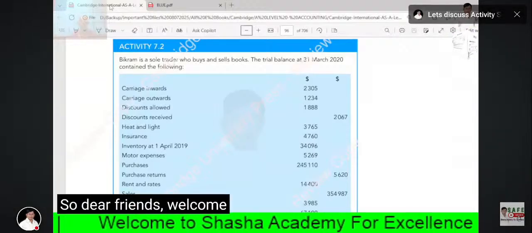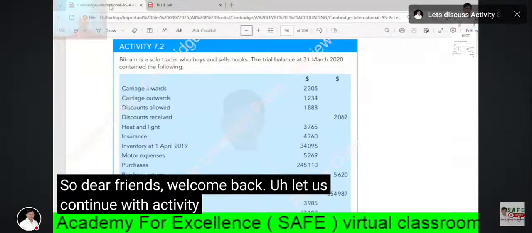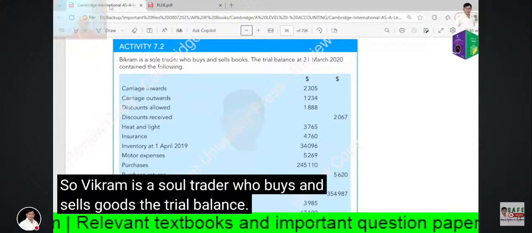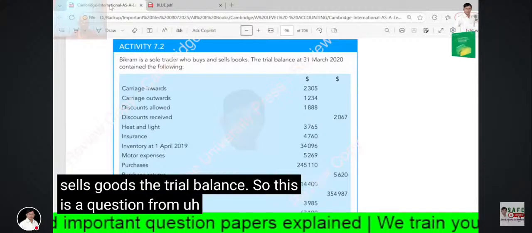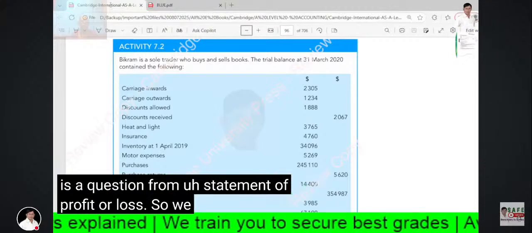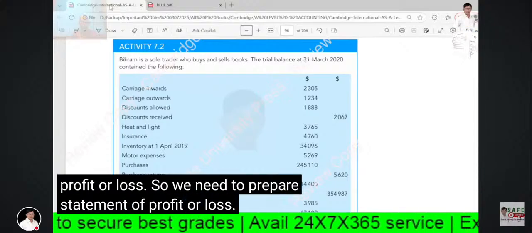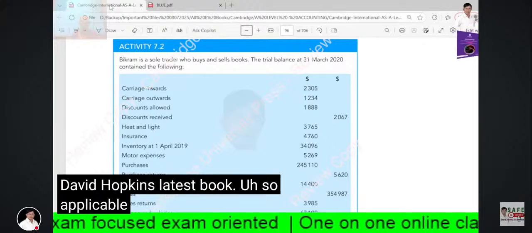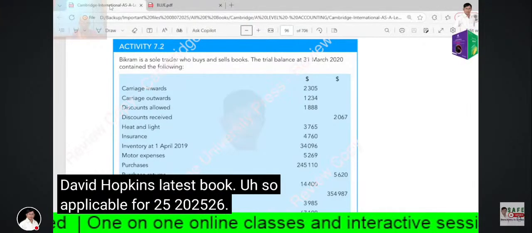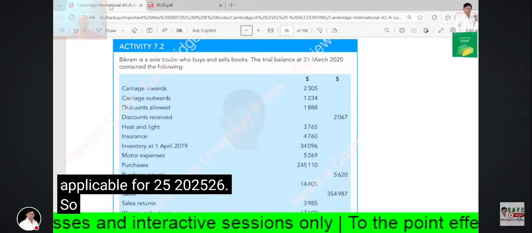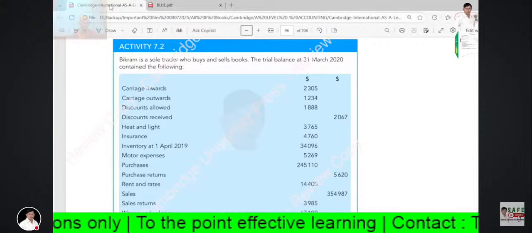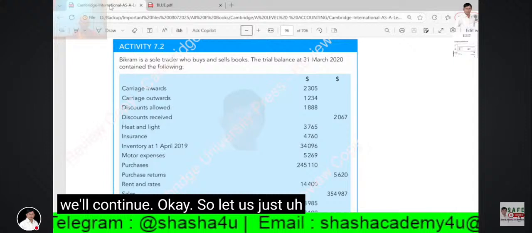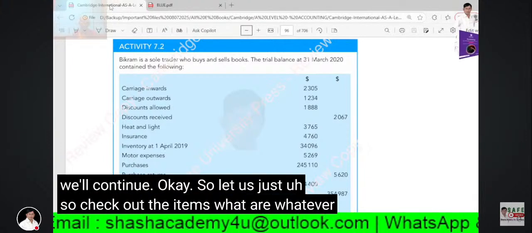So, dear friends, welcome back. Let us continue with activity 7.2. Vikram is a sole trader who buys and sells goods, and we have the trial balance. So, this is a question from statement of profit or loss. We need to prepare a statement of profit or loss. This is from David Hopkins' latest book, applicable for 2025-26. Okay, so let us check out the items that are there.